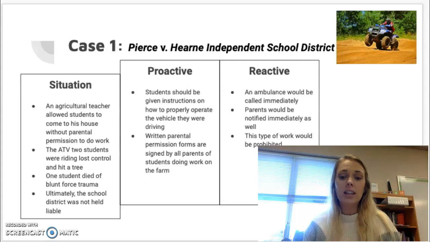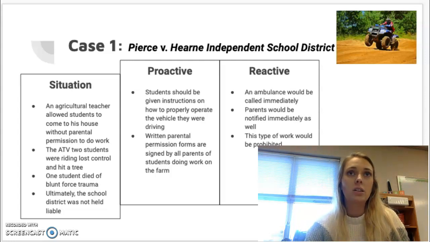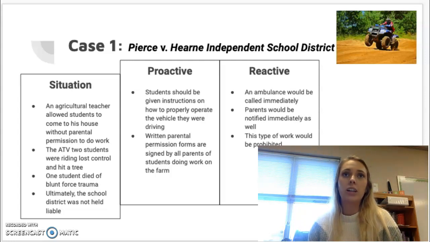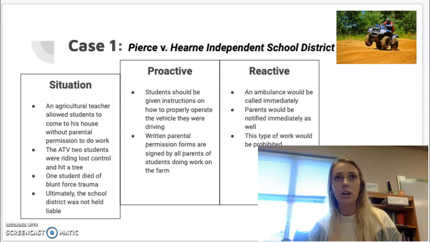So the first case that I found was Pierce versus the Hearne Independent School District. It has to do with a situation in which an agricultural teacher had a student working on his farm as part of their schoolwork. This did go by the principal. The principal approved it. However, there was not parental permission given before this happened.